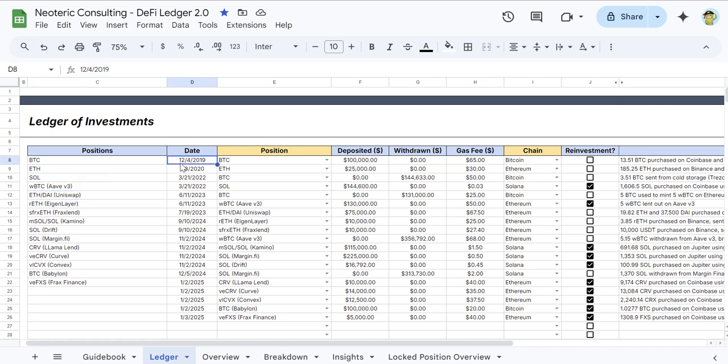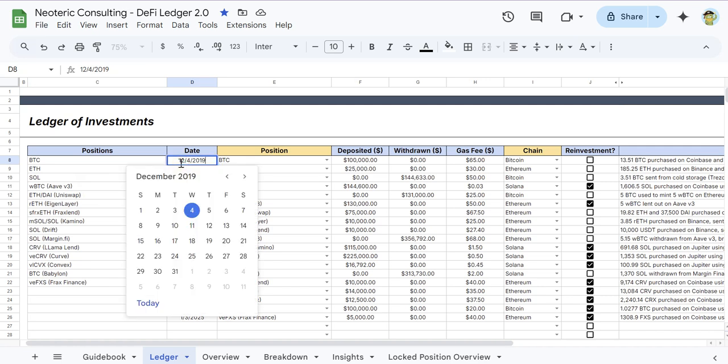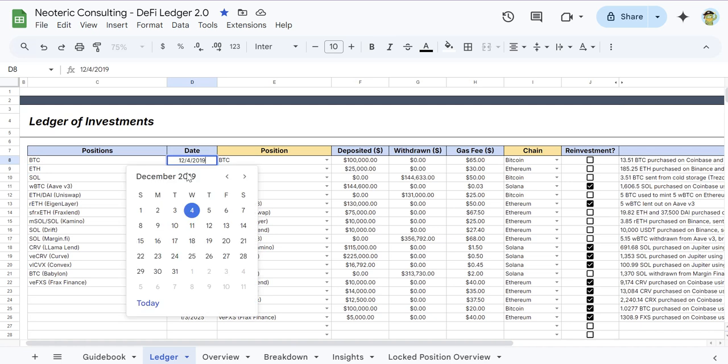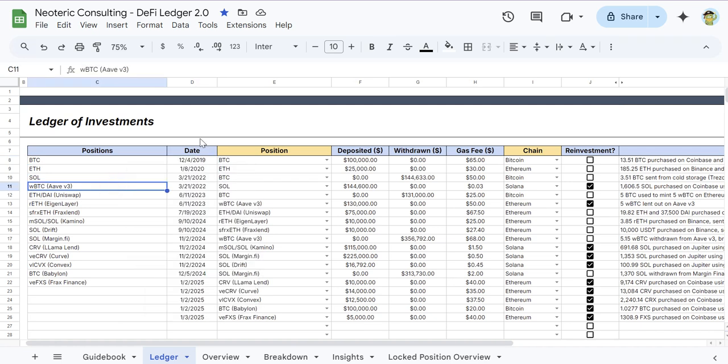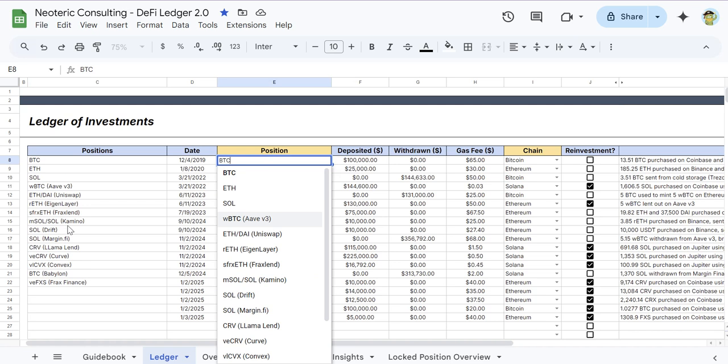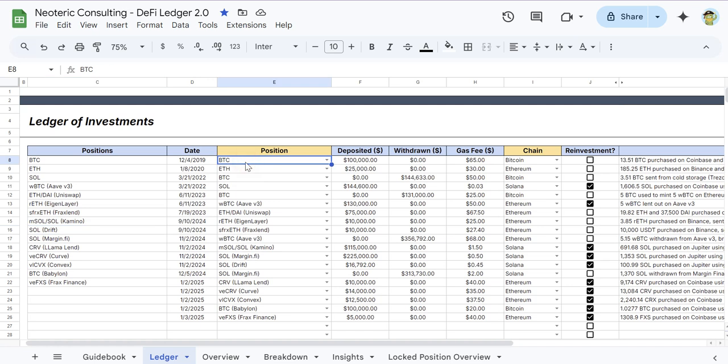And then let's say that my first ledger entry was on the 12th of December. I mean, sorry, on the 4th of December 2019. Again, this is a month, day, year formatting here. And here is the drop down, which is sourced from C8 to C. And let's say I bought Bitcoin on the 4th of December 2019. Let's say I put in 100K. I paid 65 in fees on the Bitcoin chain.